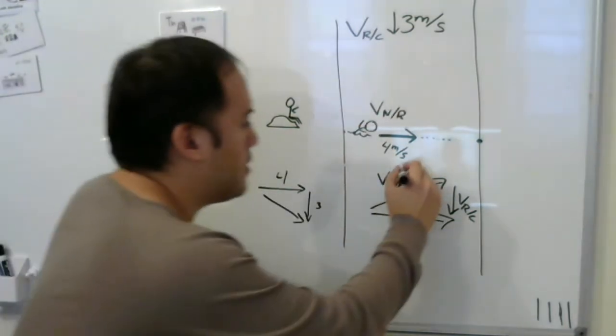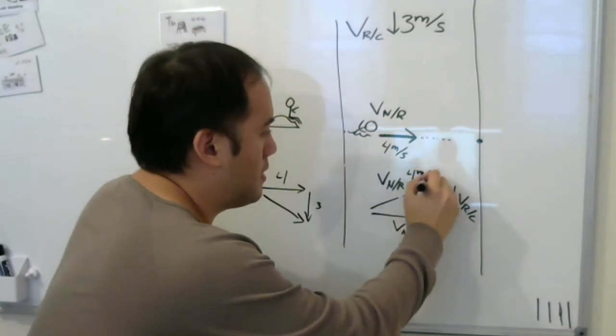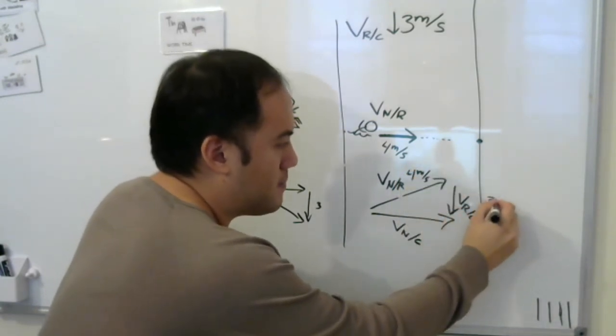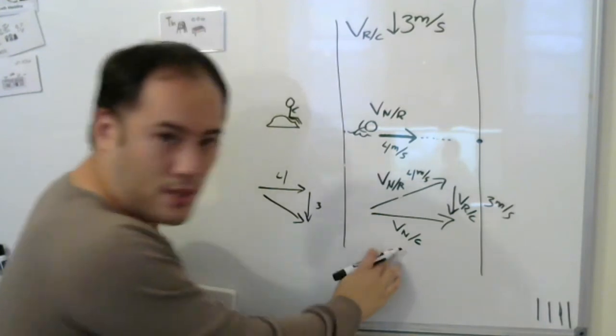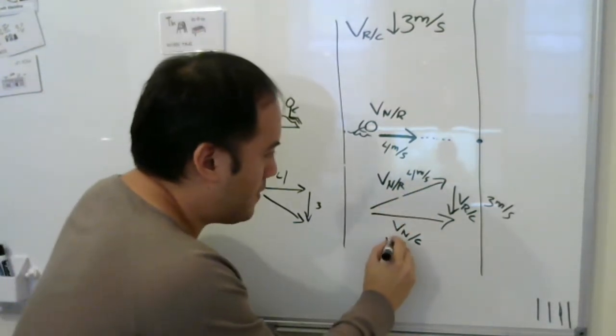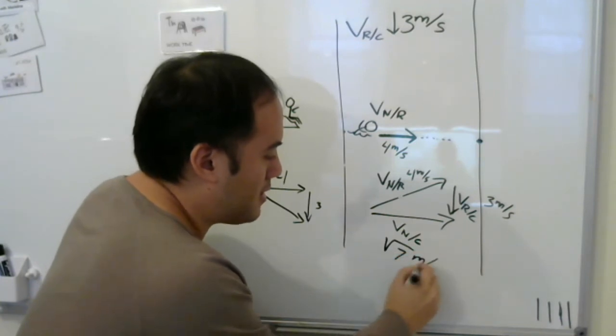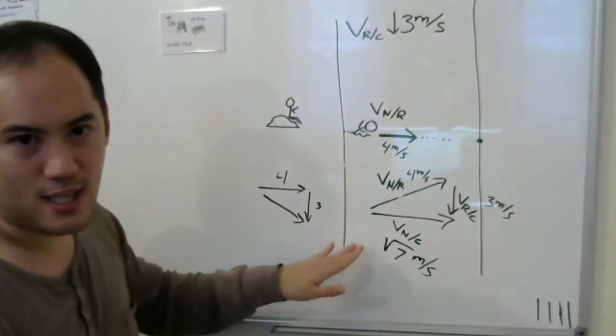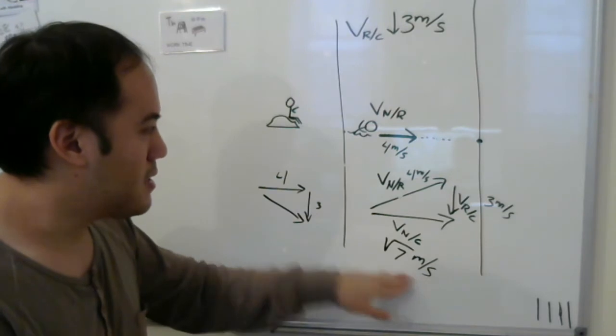If this is 4 meters per second, and this is 3 meters per second, this resultant will not be 5. It'll be square root 7 meters per second. Please never give me answers like this. I'm just too lazy to solve it. Square root 7 meters per second.